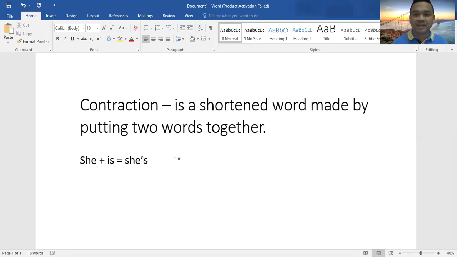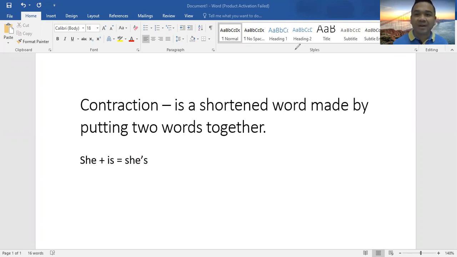Just give me a second. There is what they call an apostrophe. Take note of this. The apostrophe plays an important role in contraction. So again, this is an example of an apostrophe.